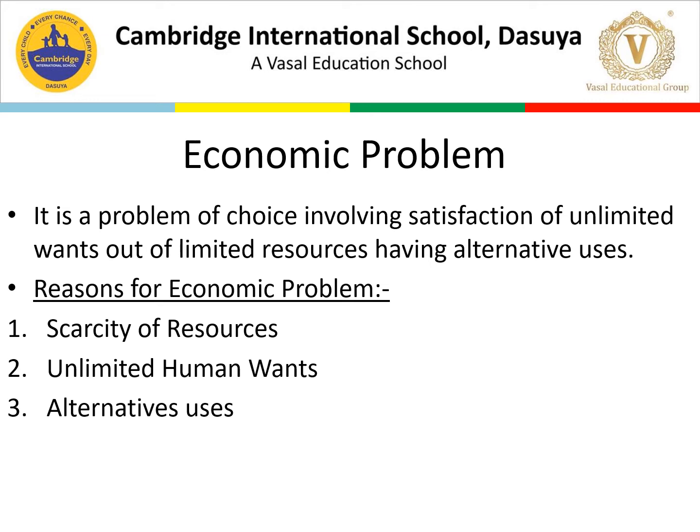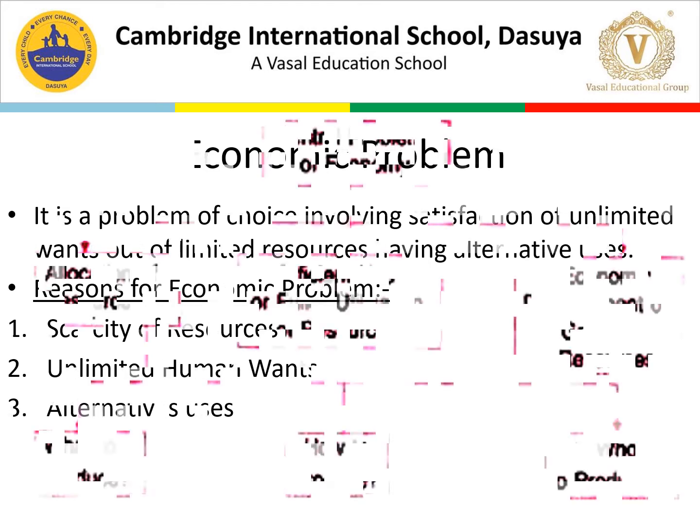The next thing is alternative uses. Even though the resources are less, we have many uses for those resources. So these are the reasons why the economic problem occurs. We can understand all these things because we generally watch them, and every country is also watching the same thing. Let's move to the next slide.